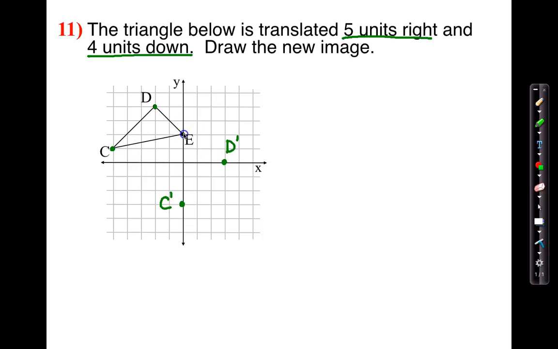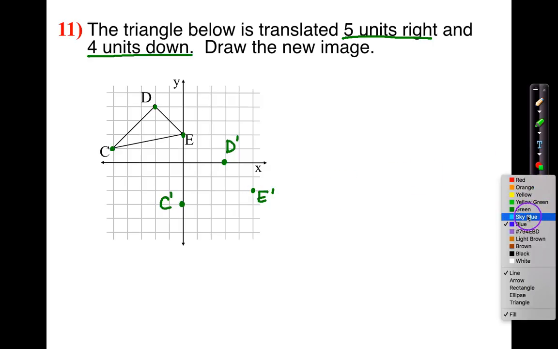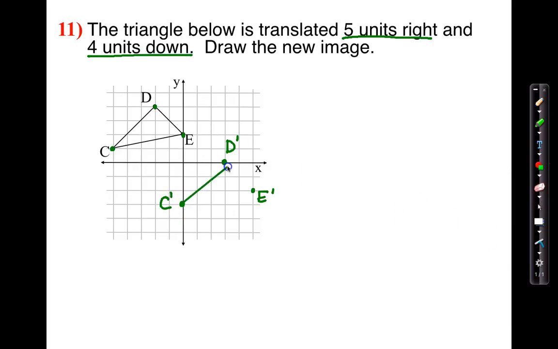And then last but not least for E, following the same instructions, we're going to go 1, 2, 3, 4, 5, and then down 1, 2, 3, 4. So we're going to go ahead and call that E prime. So now that we have all ordered pairs written down, what we can go ahead and do is connect the points together to create our transformation. So something that I want you to recognize is the fact that, hey, this shape here is identical to this shape, okay? Not only that, but the orientation of CDE is the same as C prime, D prime, E prime.